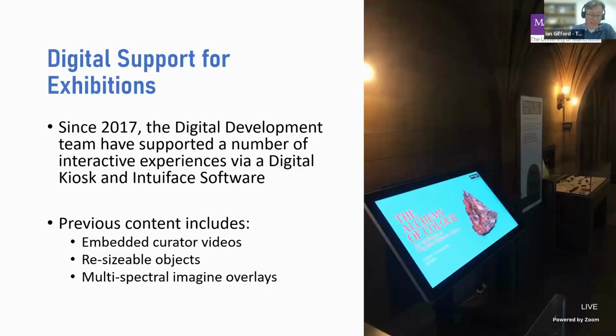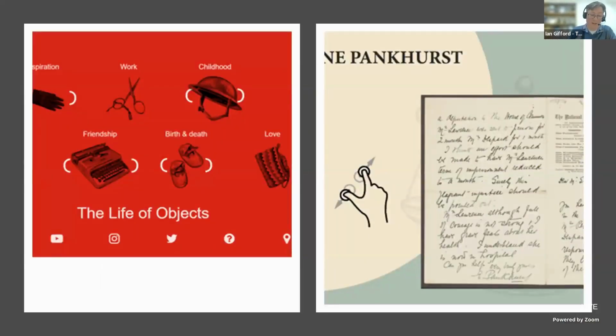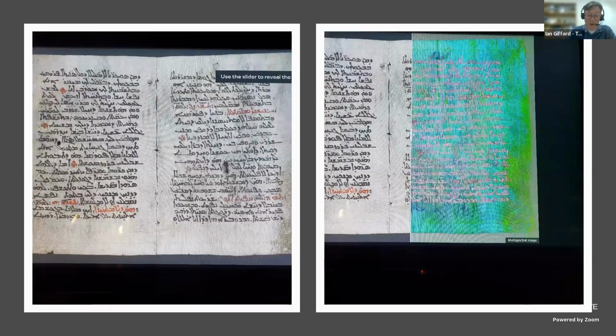So our team, as well as developing a wide range of systems in support of library staff and students, have been involved in developing digital experiences in support of the Rylands rolling exhibitions for a number of years now. And we have a digital kiosk situated in the exhibition space and use a software package called Intuiface to design and create interactive experiences in collaboration with our curators and academics. And in the past, these have included embedding curator videos. They've included various interactive presentations of objects and texts. They've included even multispectral image overlays on palimpsests and various other things of this nature.